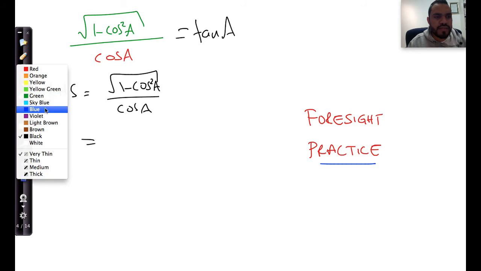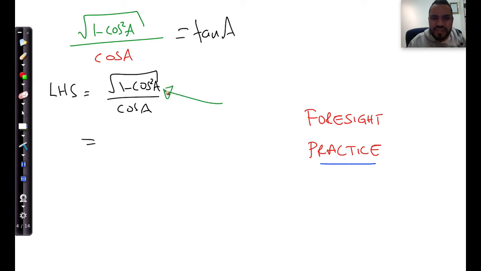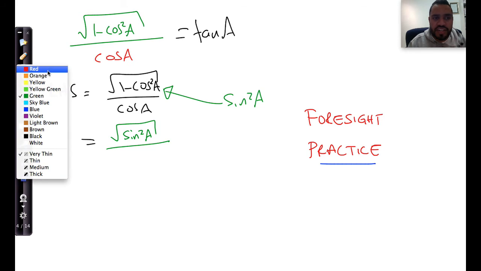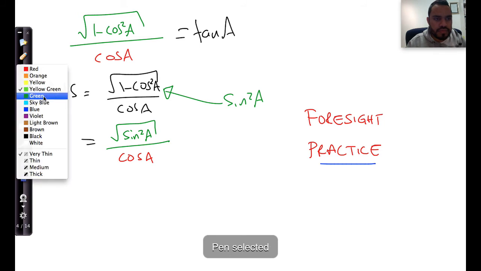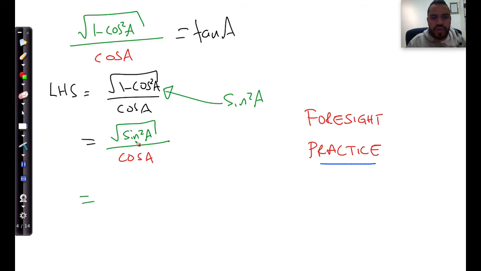Now, this is a very, very simple identity. 1 minus cos squared is given. It's something you've seen in grade 11. You know 1 minus cos squared is actually sine squared A. So I'm just going to replace what is under the square root with sine squared A. The denominator is just cos A, which is already an acute angle, an angle less than 90, so I don't have to worry. I can simplify this further now. That's going to give me the square root of sine squared, which is just sine, like the square root of 2 squared is just 2. So that's just sine A.